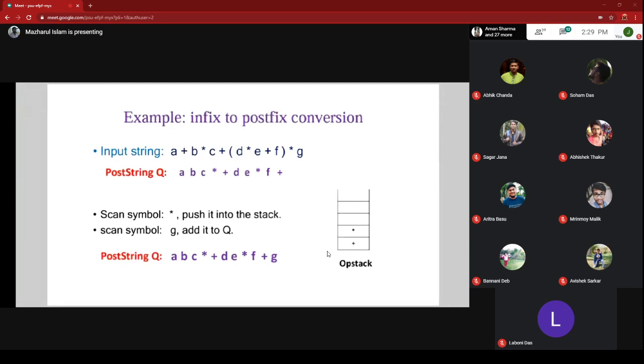G will be appended to the postfix string. After G is appended, what is left over in the operator stack will be popped one by one. Now all the characters have been scanned. What is left in the operator stack is the multiplication at the top. So multiplication will be popped and appended, and then plus will be popped and appended.